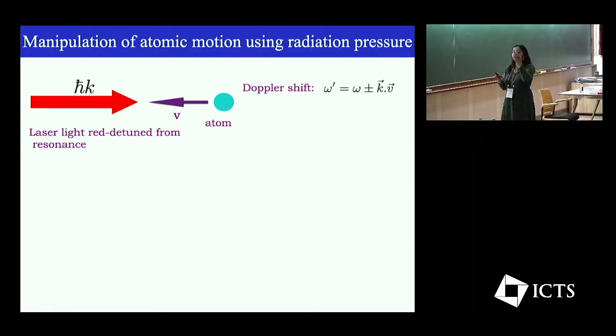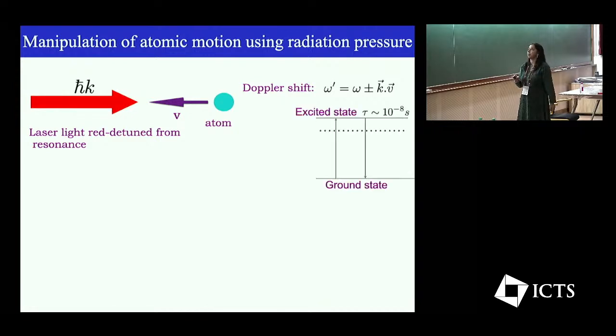Now, the laser beam is already red detuned from resonance. That means the frequency is already less than the atomic transition frequency. So here, the laser beam frequency is somewhere here, not the frequency for the transition from the ground state to the excited state. Now, when the atom is moving towards the laser beam, it sees the frequency upshifted and hence sees it on resonance and hence absorbs a photon.